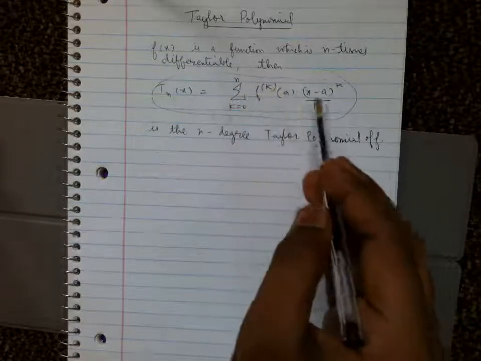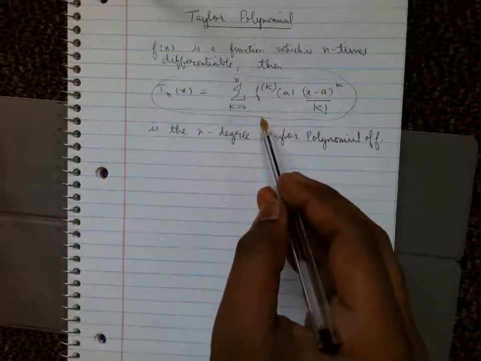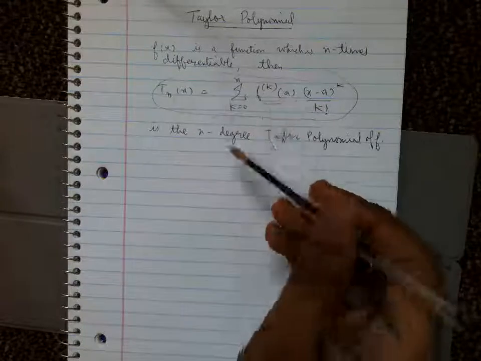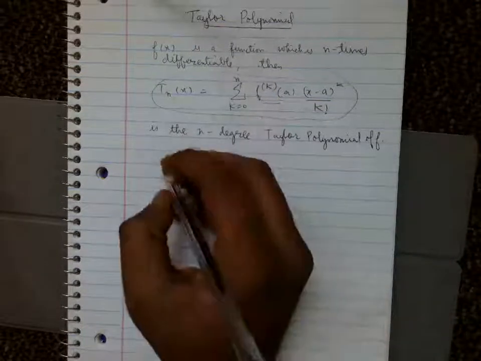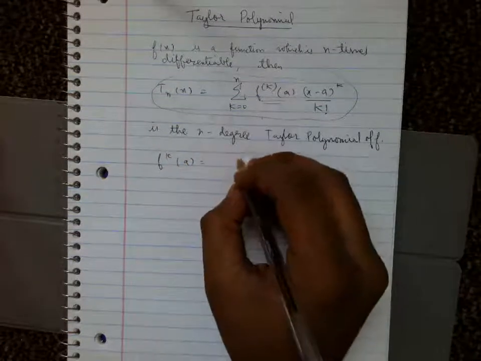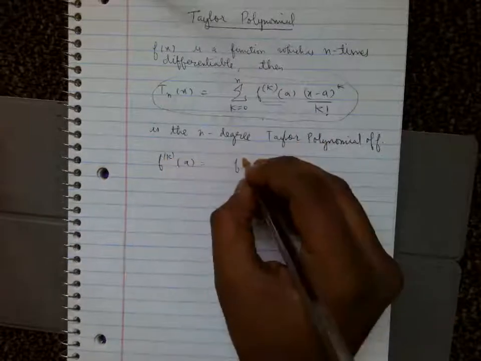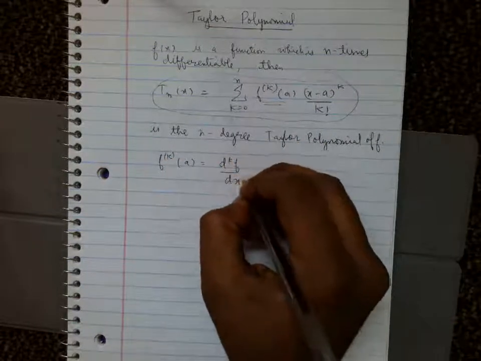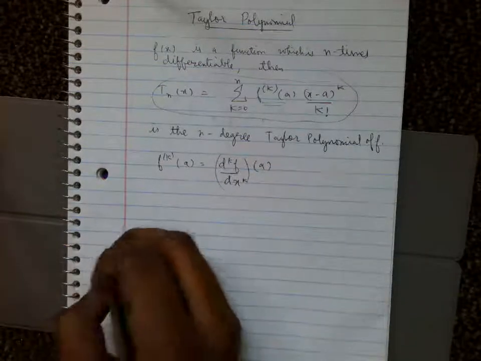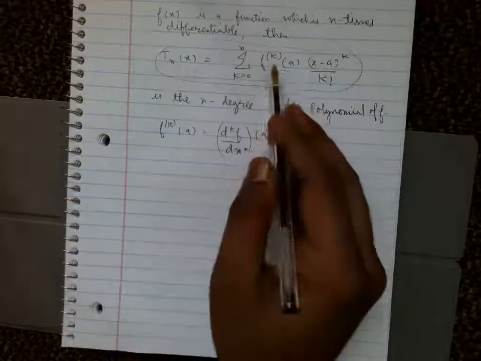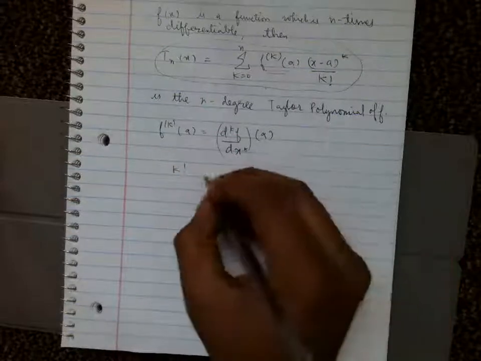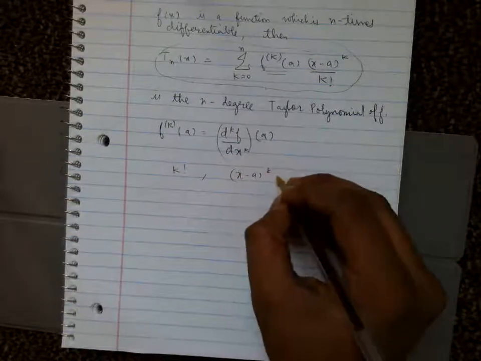So this is a polynomial, and it is a Taylor polynomial of f because the coefficients of this polynomial are derived from f of x. So let's understand what this formula means. First of all, f^k of a: f^k is the kth derivative, and we are evaluating this derivative at x equal to a. So this is the meaning of f^k of a in this equation. And we know what k factorial means, and x minus a whole power k is a polynomial.